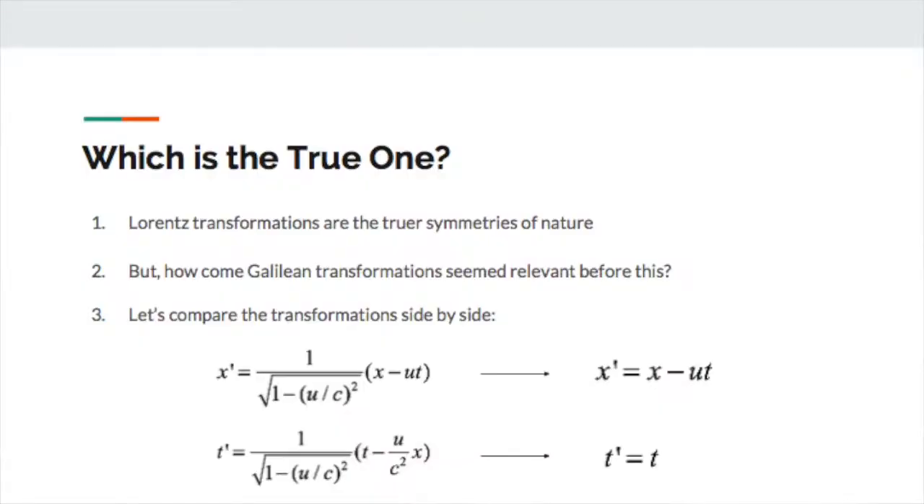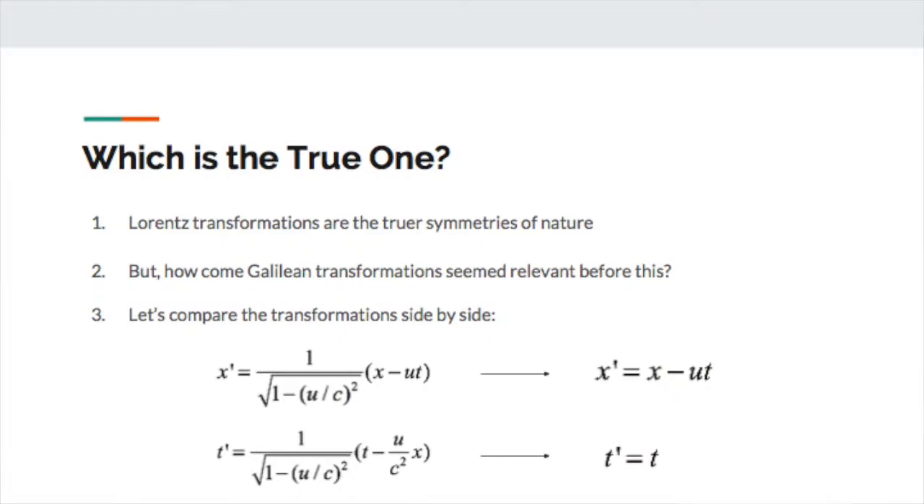Do we always use Lorentz transformations? Do we always use Galilean transformations? Which ones are the true ones that we're supposed to use? So it was found that Lorentz transformations are the truer symmetries of nature, essentially meaning that Maxwell's equations are more fundamental. And so then comes the question, how come Galilean transformation seemed relevant before this?